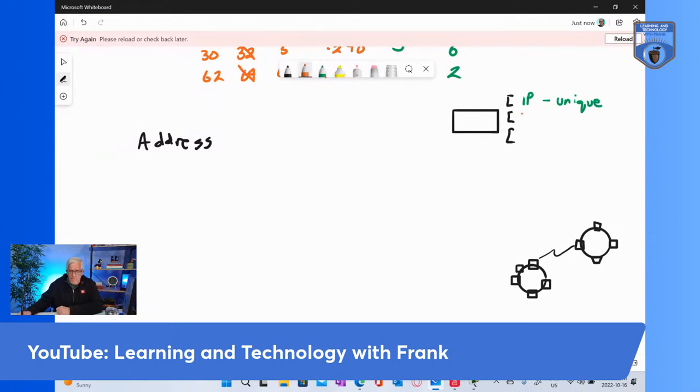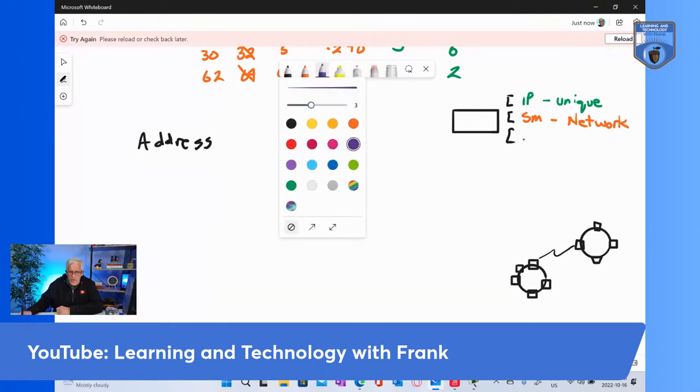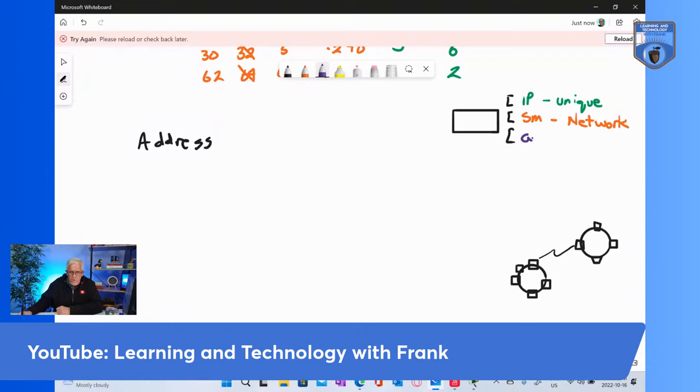Then I must put in a subnet mask, and this must make it part of a network. So the subnet mask will be the same for all members of the same network. And then we put in something, I'll even use a different color here. Let me grab a purple pen. We put in something called a default gateway. And the default gateway is actually the router port that is the unique IP address for the router port.